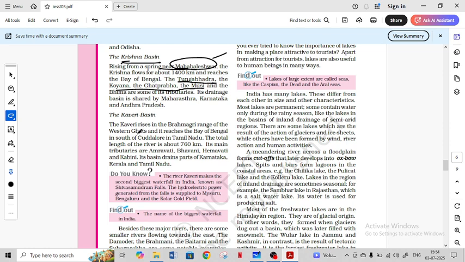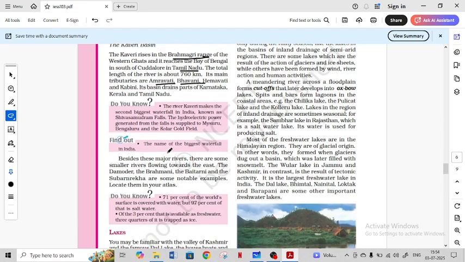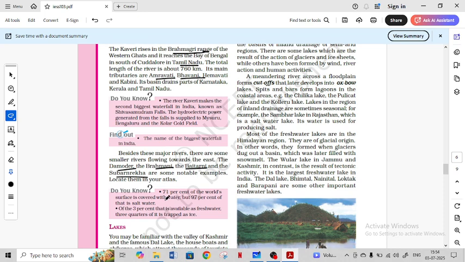Next, we talk about Kaveri. Kaveri rises in the Brahmagiri range of the Western Ghats and reaches the Bay of Bengal through Tamil Nadu. Again, its main tributaries are Amravati, Bhavani. Only two of the tributaries will do. Now, we all know we have quite a number of minor rivers. For example, Damodar in West Bengal, Brahmani, Baitarani, Subarnarekha. All these are mostly in eastern regions.